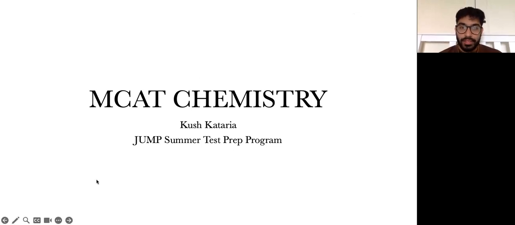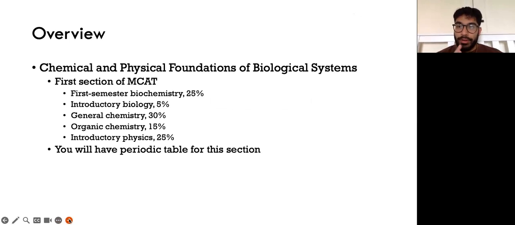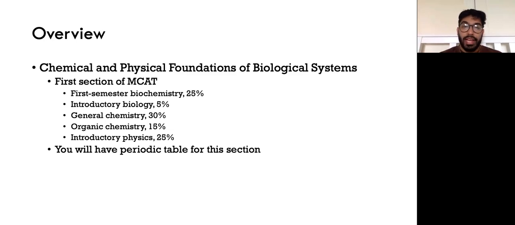Good. Jump right in. Quick overview of the chemistry section. It's not just the chemistry section on the MCAT. You guys probably know by now it's chemical and physical foundations of biological systems. So this basically means chemistry and physics. But it also can include some biology, like biochemistry. So this is a content breakdown. You have your first semester of biochemistry. That's 25%. So it's a pretty hefty amount. Introductory biology is 5%. You have your general chemistry, which is 30%. Organic chemistry, which is 15%. And introductory physics, which is 25%.